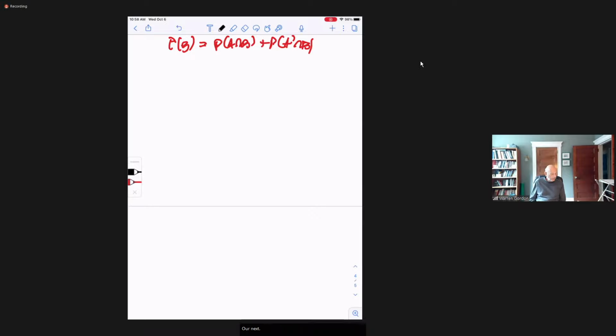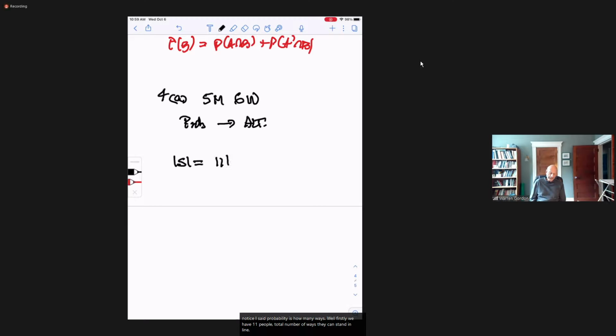The next problem, I gave you 5 men. Where am I up to, number 4A? There are 5 men and 6 women. I asked, what's the probability that if they stand in a line, they alternate? Notice I said probability. I didn't ask how many ways. Well, firstly, we have 11 people. Total number of ways they can stand in line is 11 factorial.